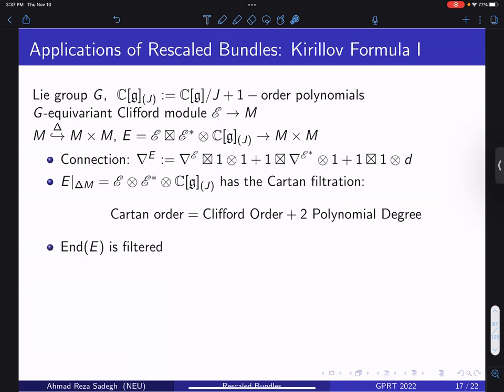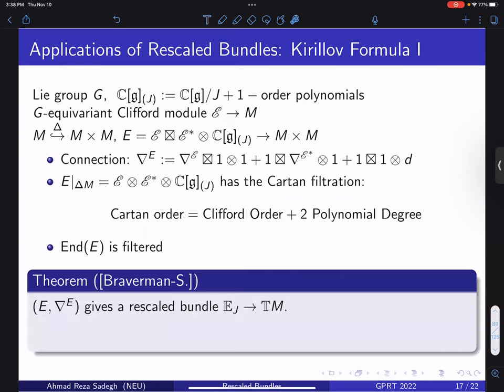And further, the endomorphisms of E are also filtered. I'm not going to expand on it yet, but it's very similar to the Cartan filtration. You have endomorphisms of the E part, E box E star, and also endomorphisms of the trivial bundle part, that quotient of the polynomial algebra, which you also weight twice as much as the Clifford part. Using this filtration and the connection I mentioned earlier, you see they are all compatible, and with this data you obtain a rescaled bundle.